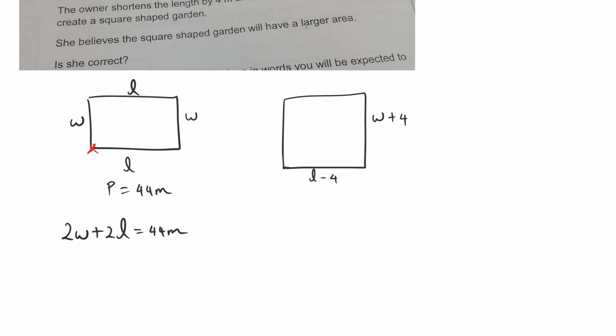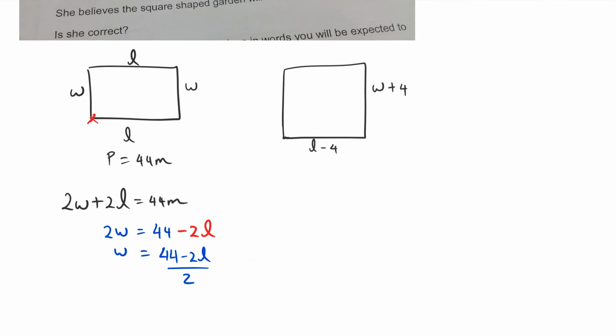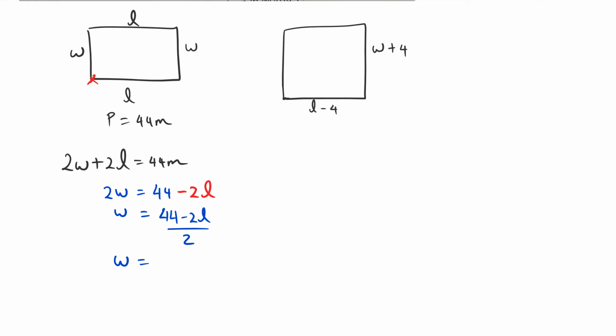Then I can rearrange this and rewrite it as 2W equals 44 minus 2L. Then we've got 2W, so I divide by 2, and we get 44 minus 2L, all divided by 2. Because they're under the same denominator, I can separate the fractions and get 44 over 2 minus 2L over 2, and then W equals 22 minus L.